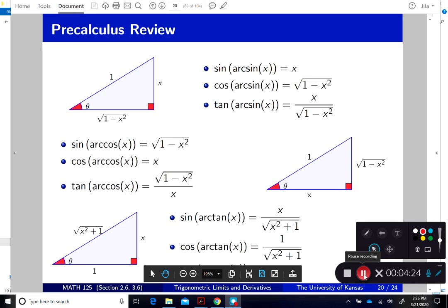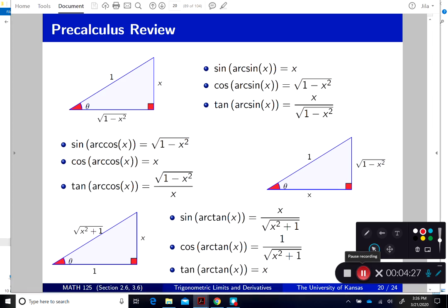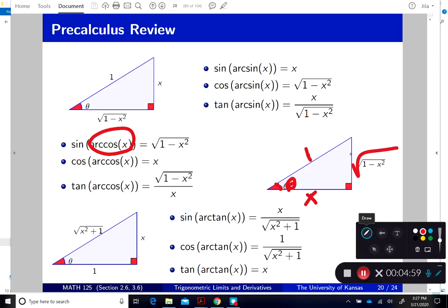The same thing happens when you have arc cosine. You start with finding the triangle that arc cosine works well with. Arc cosine is an angle, and that's theta right here, an angle whose cosine is x. So the cosine of theta should be x, so the adjacent divided by the hypotenuse should be x. And I find the other side by the Pythagorean theorem, and I get this.